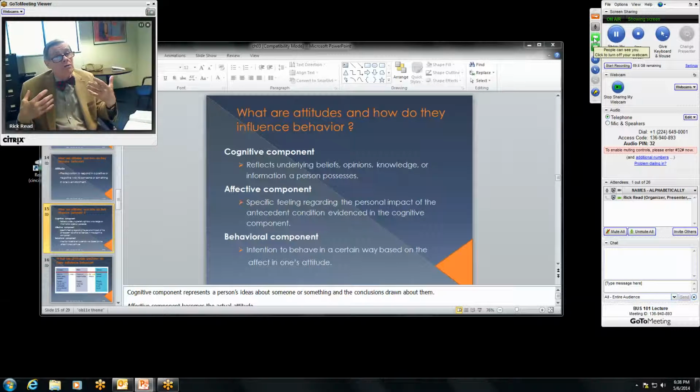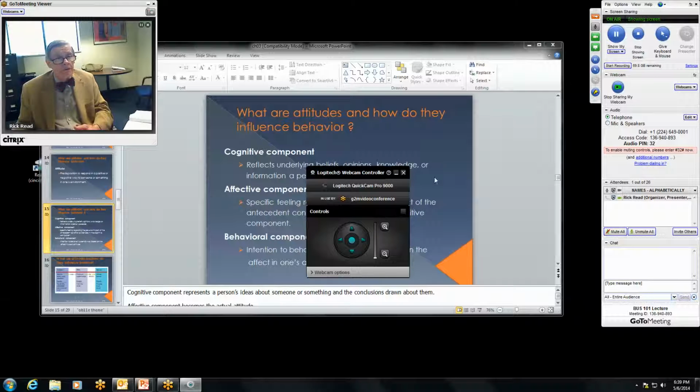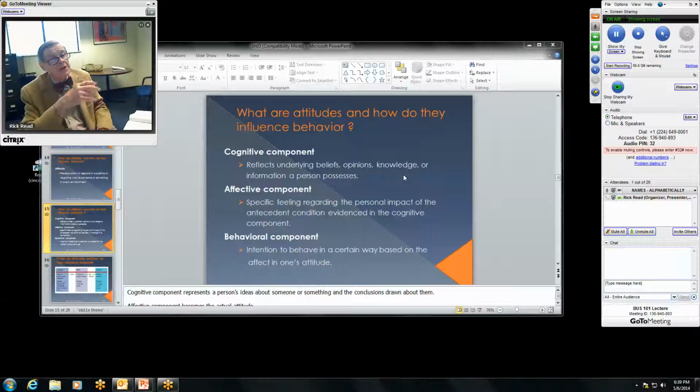This is what our attitudes are and how they influence behavior. Three components here: cognitive, affective, and behavioral. Cognitive speaks about our underlying beliefs, opinions, etc., philosophies, based upon information or knowledge that we have or that we've gathered. Affective, the specific feelings regarding the personal impact of the antecedent condition, what's happened before, evidenced through the cognitive component. So we're going back. And then the behavioral is how we're going to behave based upon our attitude.